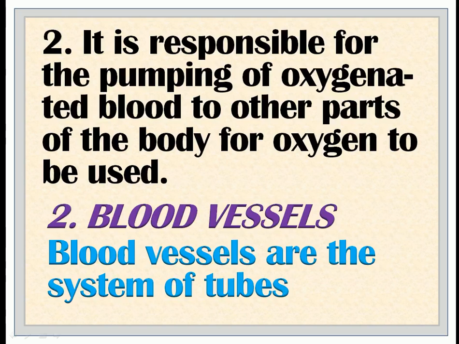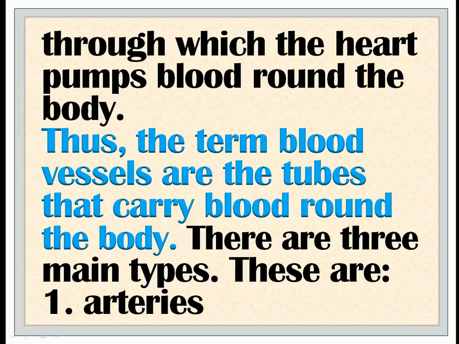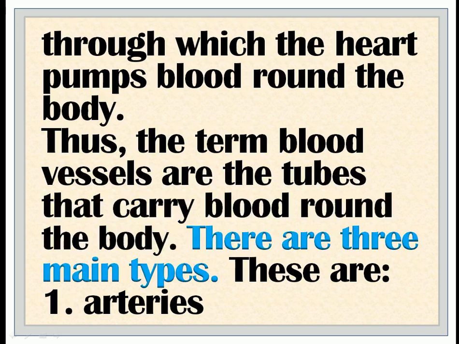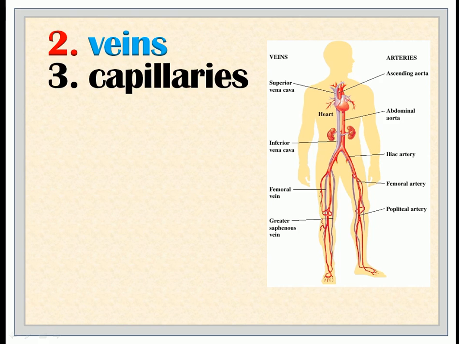Blood vessels are the system of tubes, through which the heart pumps blood round the body. Thus, the term blood vessels are the tubes that carry blood round the body. There are 3 main types. These are: 1. Arteries. 2. Veins. 3. Capillaries.